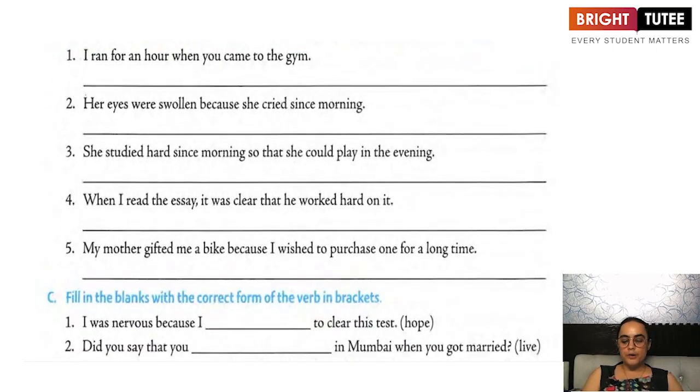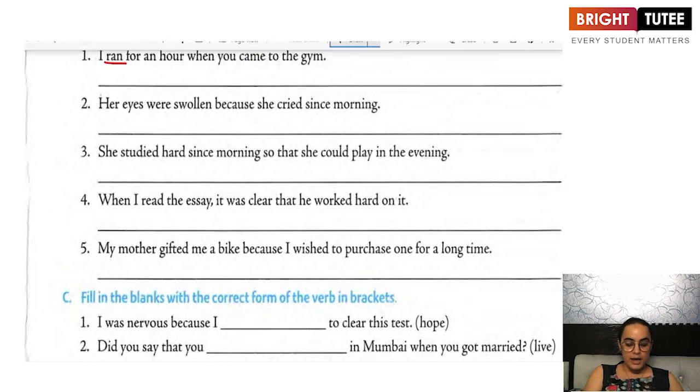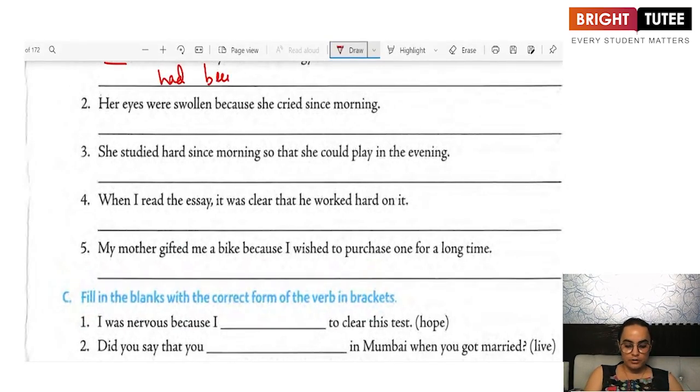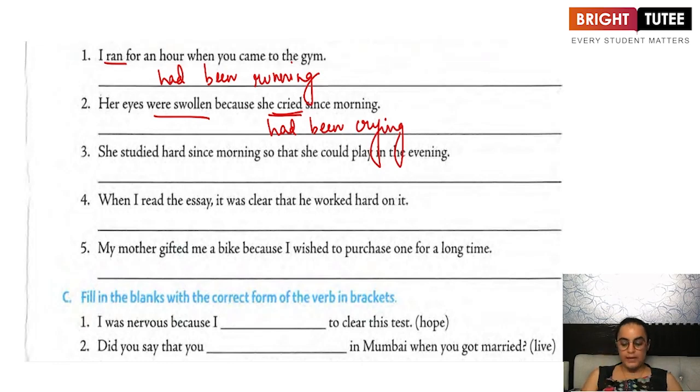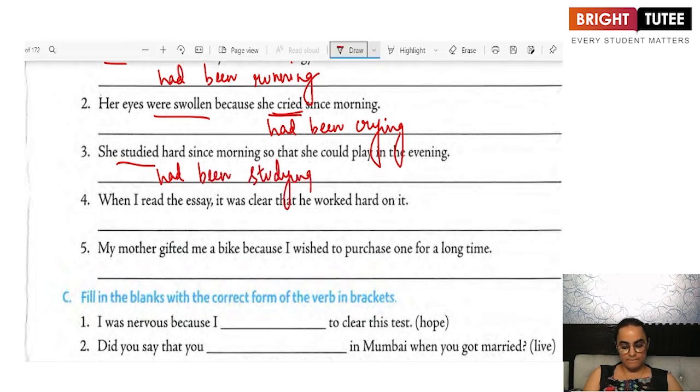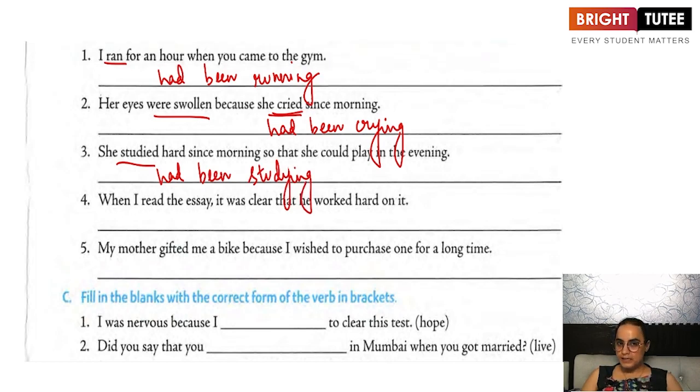I ran for an hour when you came to the gym. I had been running for an hour. Her eyes were swollen because she cried since morning. So her eyes were swollen because she had been crying since morning. She studied hard since morning so she could play in the evening. She had been studying hard since morning so that she could play in the evening.